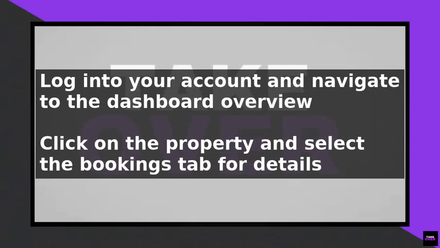To manage bookings on the Vrbo app, start by logging into your account and navigating to the dashboard. This is where you will find an overview of all your properties and their corresponding bookings. First, click on the property you want to manage, and then select the Bookings tab.